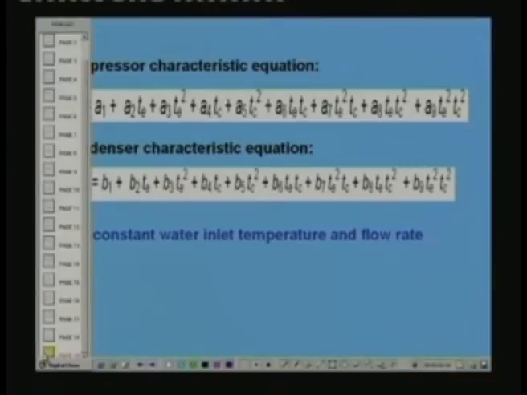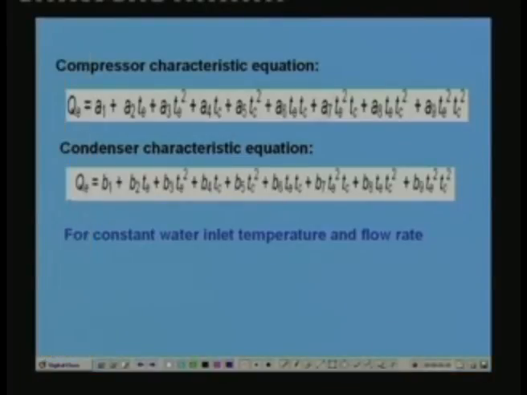For example, we have for the compressor this equation, where you have 9 constants and capacity is expressed in terms of evaporator and condenser temperature. Similarly, for the condenser you have another equation which also consists of 9 constants. Here you have A1 to A9 and here you have B1 to B9, and evaporator and condenser temperatures. Suppose we have these equations. You can get this equation from the compressor characteristics and this equation from the condenser characteristics. Once you know the characteristics, you also know the constants. Once you know the constants, how do you find the balance point?